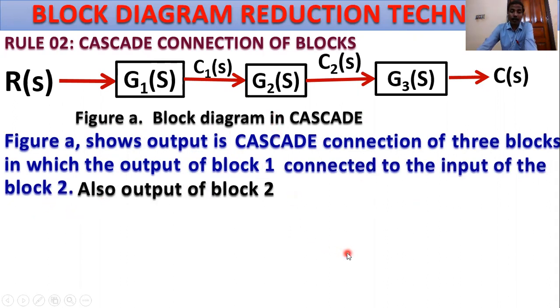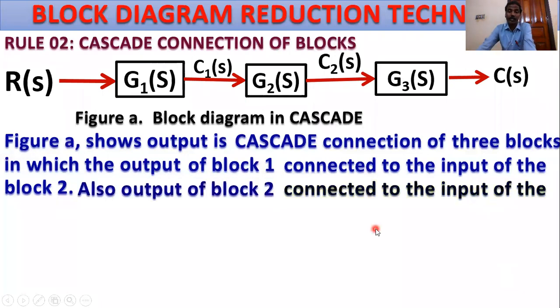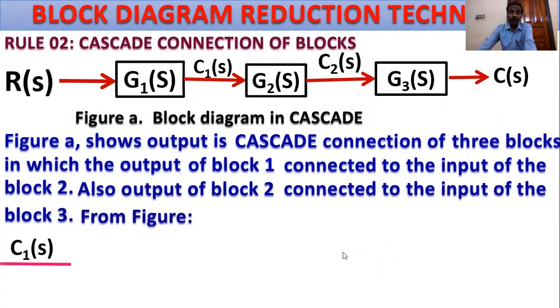So this is very important. This is block 1. The output of block 1 is connected to the input of block 2, and the output of block 2 is connected to the input of block 3. Then calculate C(S) by R(S) from the figure.